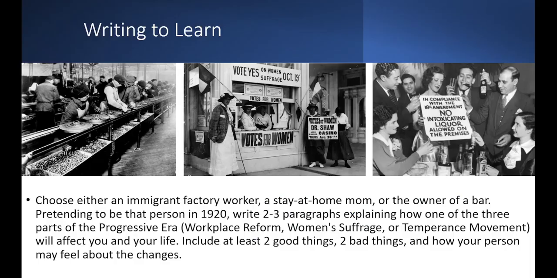After that, I would finish up with a writing to learn activity. So the kids would choose between an immigrant factory worker, a stay-at-home mom, or the owner of a bar. Then they're going to pretend to be that person in the 1920s and write 2 to 3 paragraphs explaining how one of the 3 parts of the Progressive Era, either the workplace reform, women's suffrage, or temperance movement, will affect them and their life. They're supposed to include 2 good things, 2 bad things, and how their person may feel about the changes.